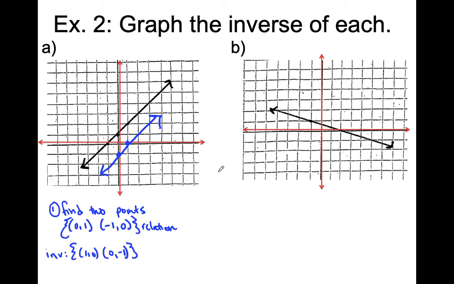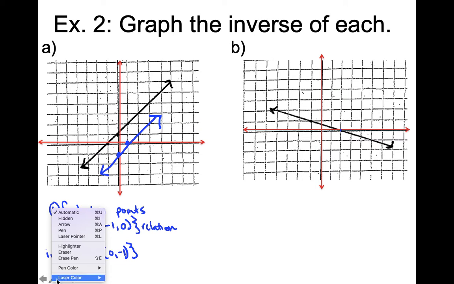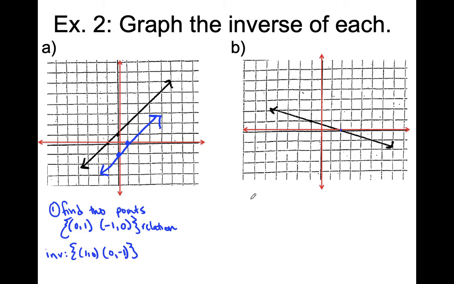So here's the second one. So again, we have a point at (-1, 1), and it looks like another point at (2, 0). So we can do the same thing. On that line, if you're putting that in your notes, then you just mark those 2 points. So same thing, we're going to find 2 points on the relation. On our relation, we have the point (-1, 1) and the point (2, 0).